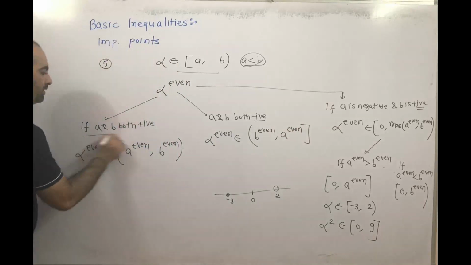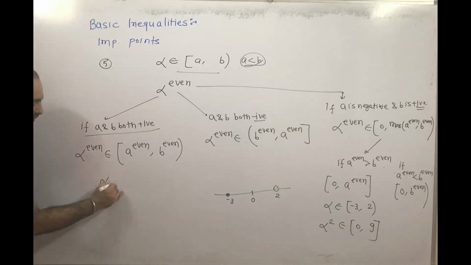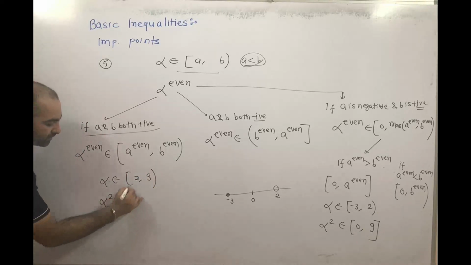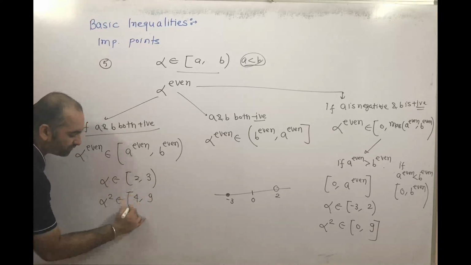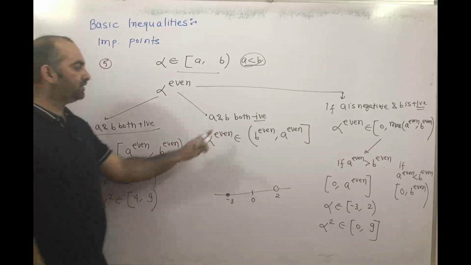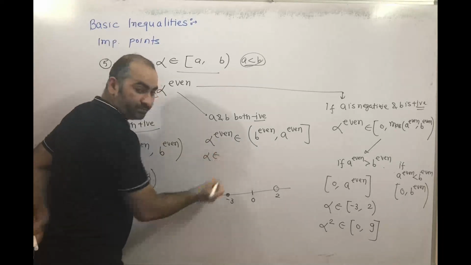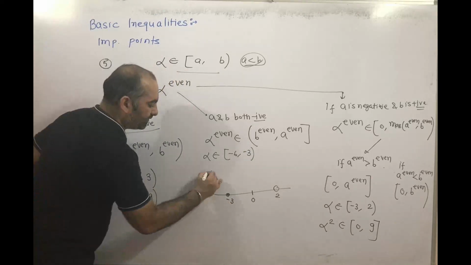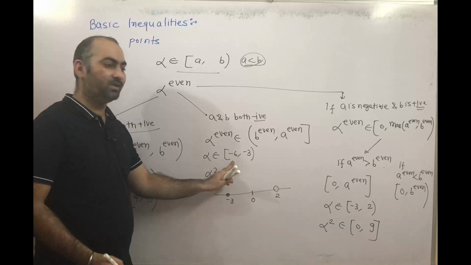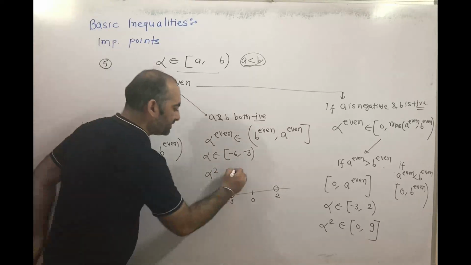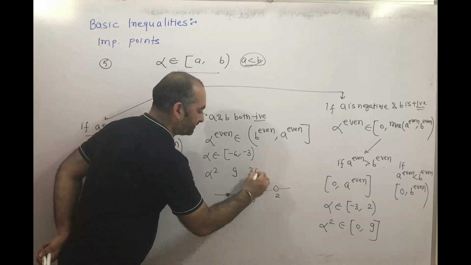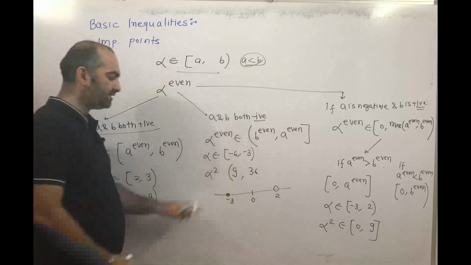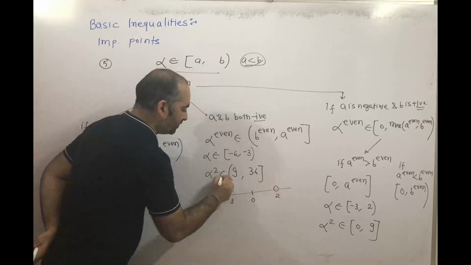If both are positive, suppose alpha belongs to 2 to 3 with 3 open, then alpha square goes from 4 to 9, so closed interval 4 to 9 with 9 open. And for both negative, we take the example alpha belongs to closed interval -6 to -3 open. Then alpha square: -6 square is 36 and -3 square is 9. So 9 comes first and 36 comes second. -3 is not included, so 9 is also not included. -6 is included, so 36 is included.